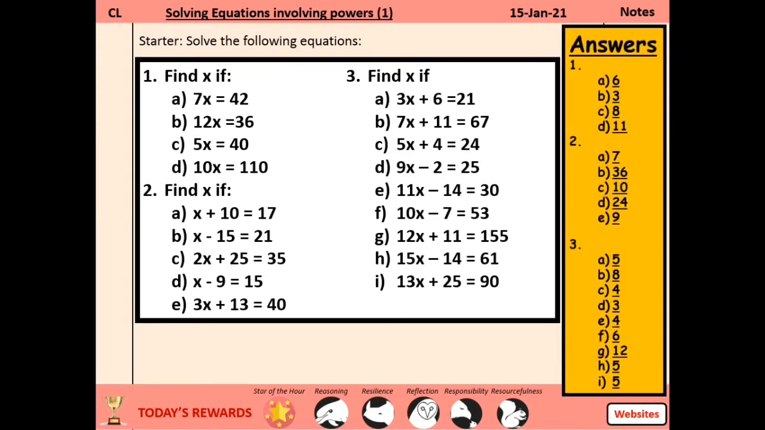Okay, these are the answers over here. Remember, when we're trying to solve equations, what we want to do is work out what our unknown variable is, the letter x. Okay?